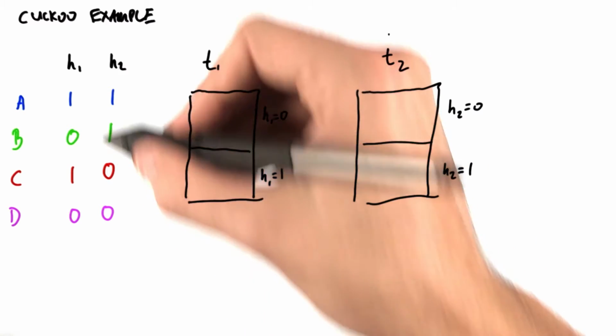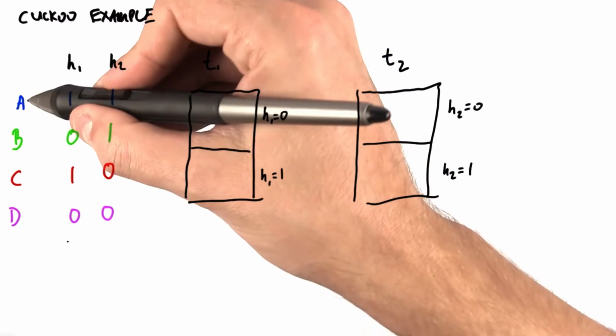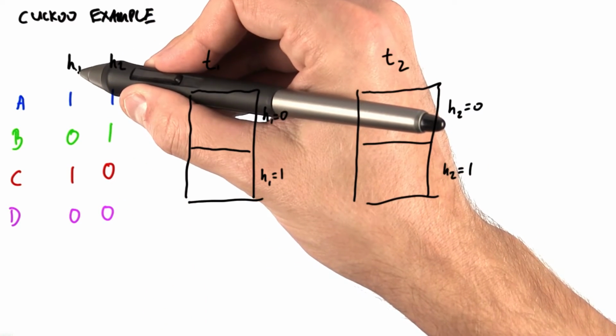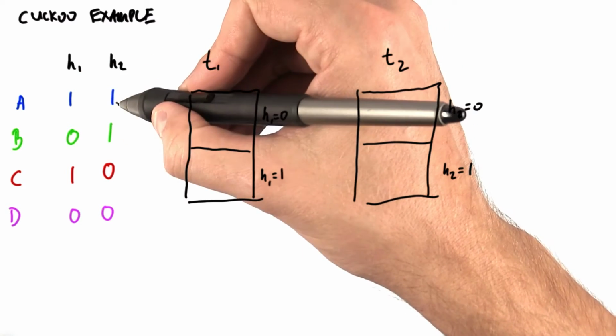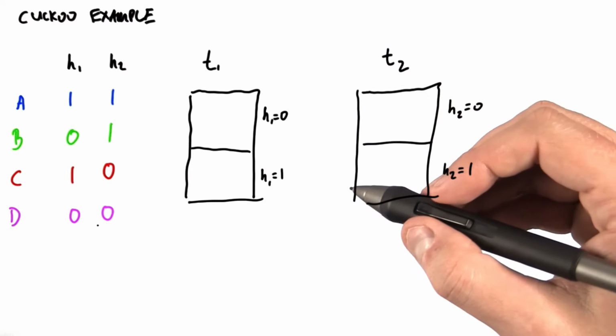Now, we have 4 items that we are going to try to hash into this big Cuckoo hash table. And so I've already computed their hash functions. So item A, for instance, its H sub 1 of its particular key is 1, and H sub 2 is equal to 1, and so on. So you can see all these hash functions here.